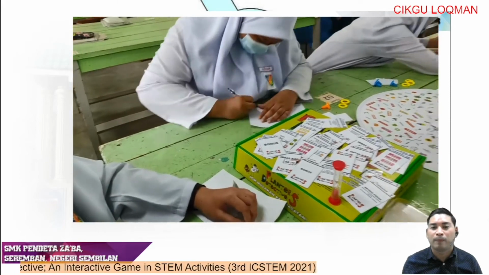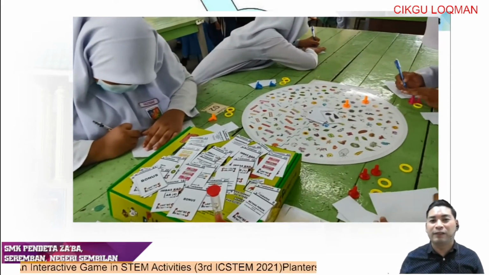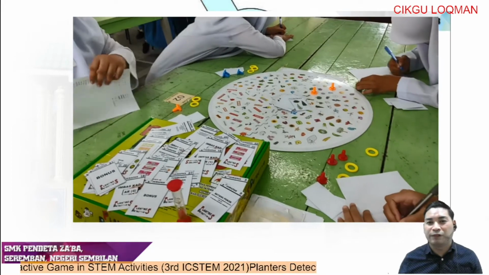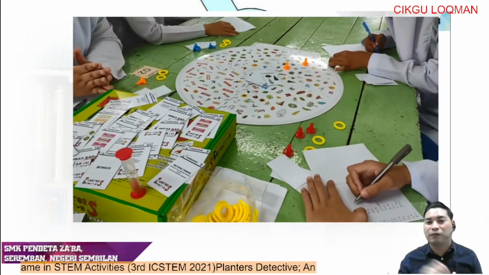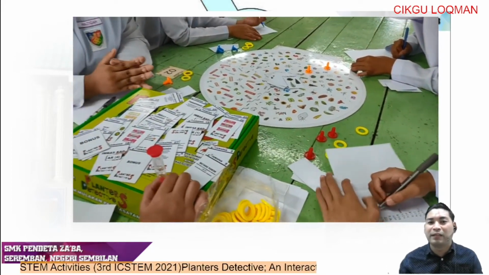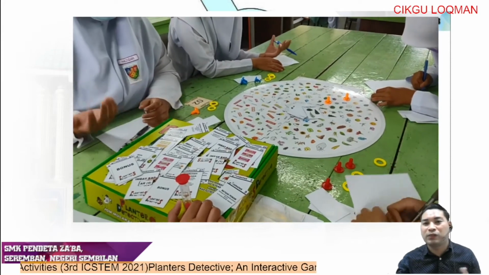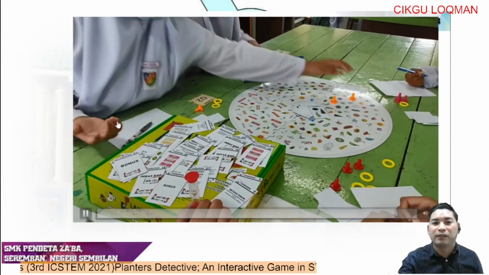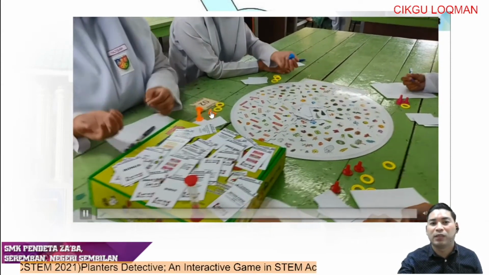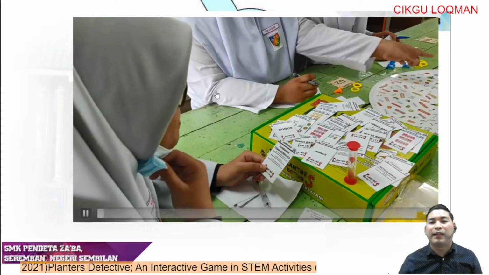Okay, as you can see, the head of detective will read the question first, and then all the players will find out the correct answer in the mission card. So the fastest student with the correct answer will receive this token, the yellow one. Okay, next.